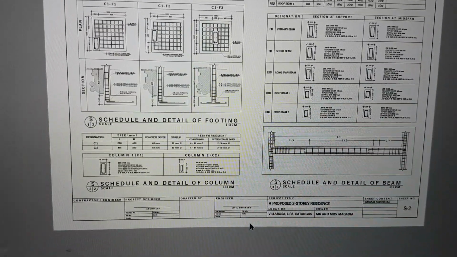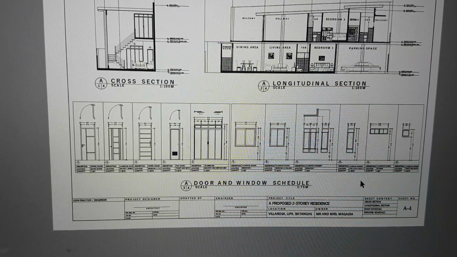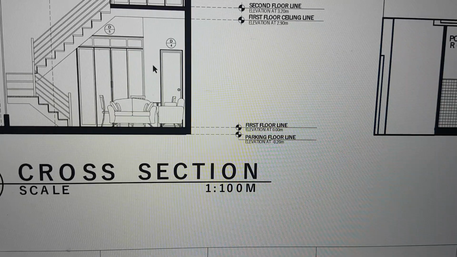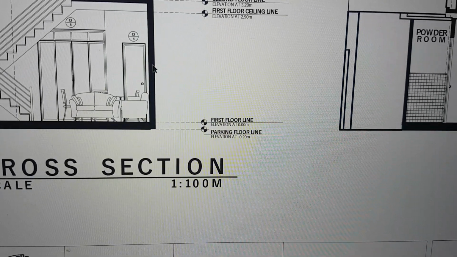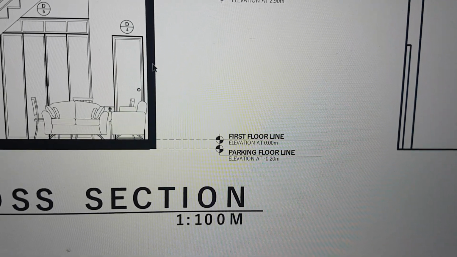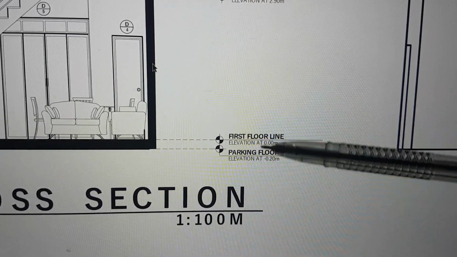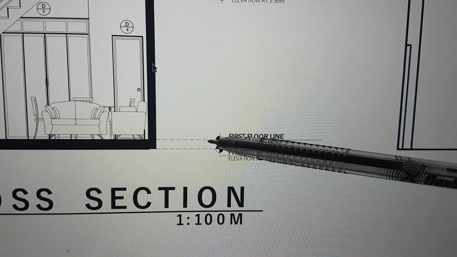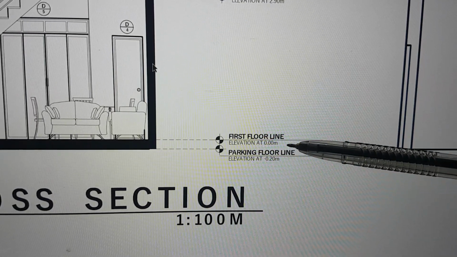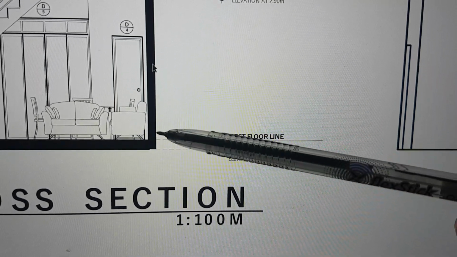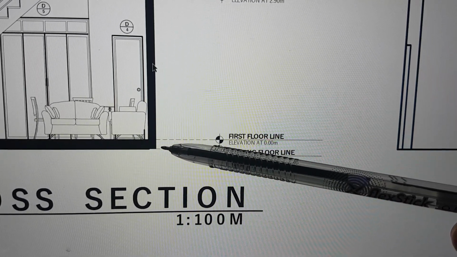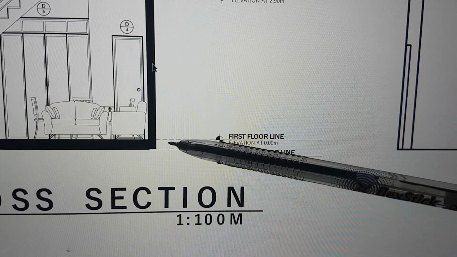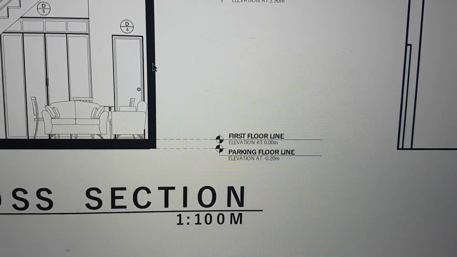Going back to the elevation, the natural grade line is elevation 0. Therefore, the first floor line is equivalent to elevation 0. So we need to consider here the slab on fill, which has a thickness of 0.1 meter, plus the grade beam.